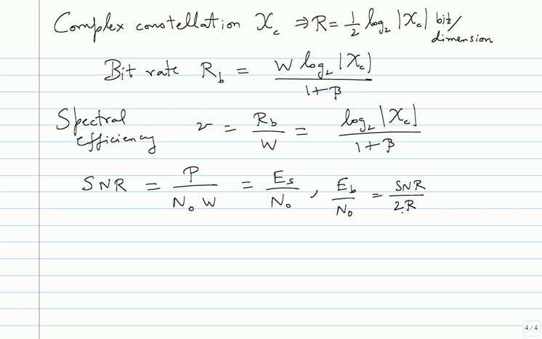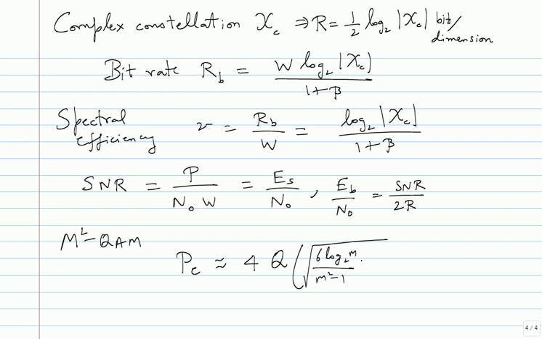All right. So that's the SNR definition, and now we can do probability of error. I think we added it for M squared QAM. The probability of error will roughly be 4 times Q. If you express it in terms of Eb over N0, it will work out to something very similar to before. M squared minus 1, Eb over N0. So I think these two are going to be fairly similar.